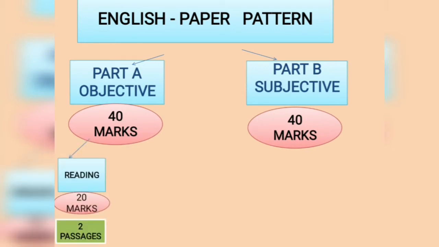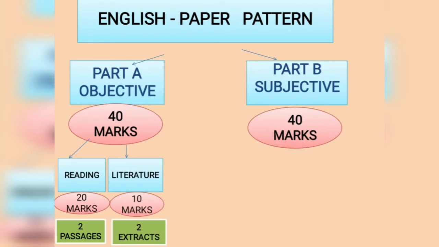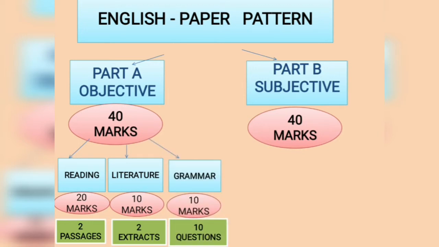Now part A is further divided into reading for 20 marks with 2 passages, literature for 10 marks with 2 extracts, and grammar for 10 marks with 10 MCQ questions. So the entire objective paper is for 40 marks with totally 40 MCQ questions.